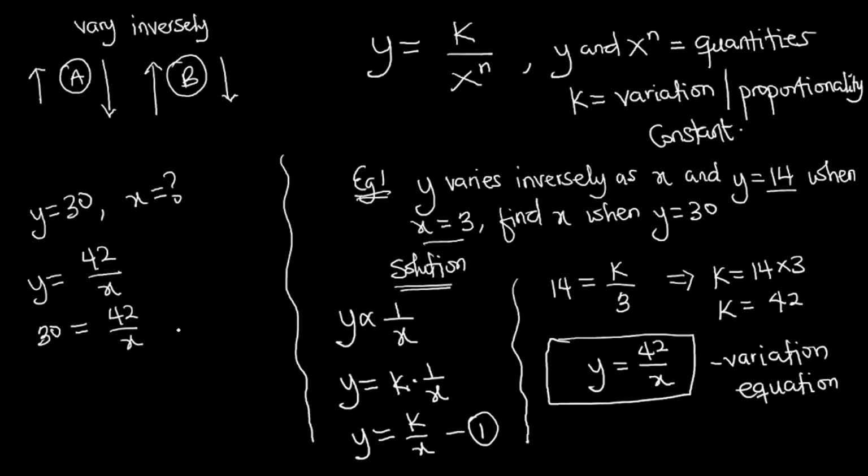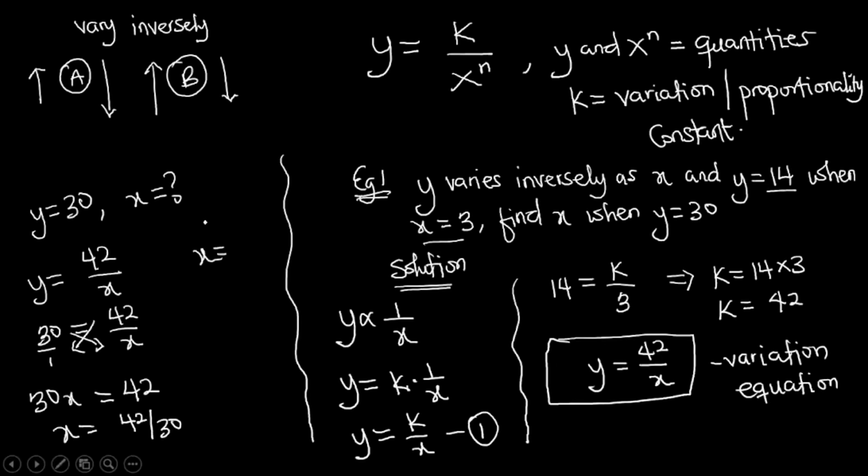So we have 30 is equal to 42 on x. To find the value of x, this has a denominator of x, so we cross multiply. So we have 30 multiplied by x will give us 30x to be equal to 1 multiplied by 42 will give us 42. So our value of x is now 42 on 30, which will give us 1.4 as our answer.